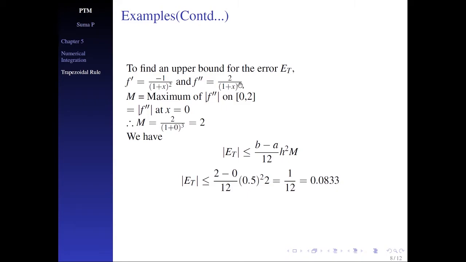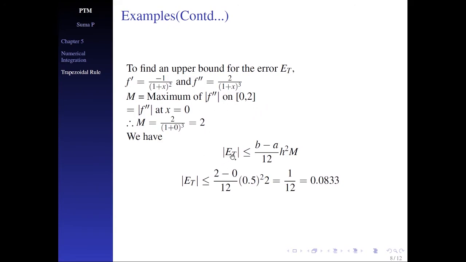If we substitute x equal to 0 up to 2, in between 0 and 2, what will be the maximum value of this f double dash? Because here x is in the denominator, that means when x increases, the value decreases. So f double dash will be maximum when x equal to 0, the minimum value. So putting x equal to 0, we get 2 by 1 plus 0 whole cube means 2. 2 is the maximum of this f double dash. So M is equal to 2.